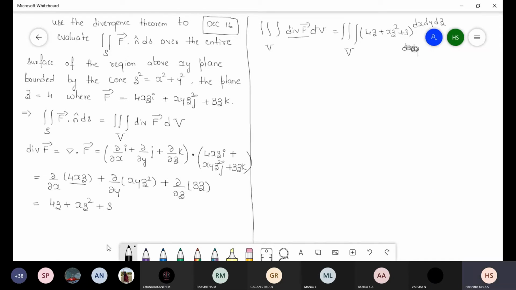Next, now they have given the points. What are the points here? z is equal to 4. So put z is equal to 4 in z square is equal to x square plus y square. That implies x square plus y square is equal to 16.